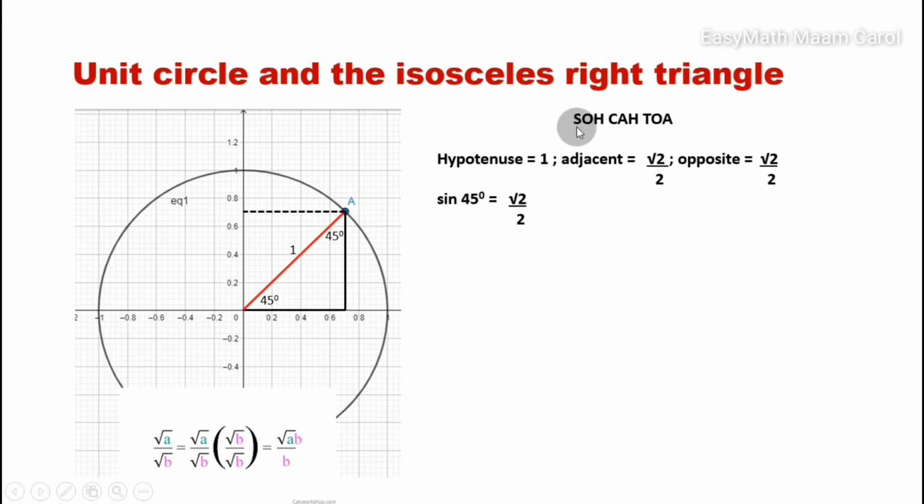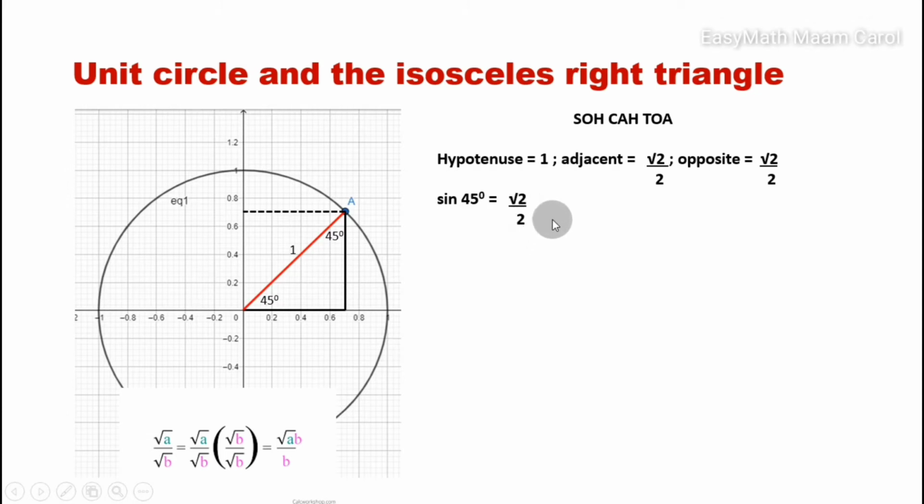Sabi dito sa ating mnemonic na SOHCAHTOA, sine of the angle is equal to opposite over hypotenuse. So, ang opposite natin ay square root of 2 over 2. Ang hypotenuse natin ay equal sa 1. Mathematically speaking, if a numerator is divided by 1, yung value ng numerator ay hindi naaapektuhan. So, it remains as it is. Therefore, yung sine ng 45 ay kung ano yung value ng numerator, which is the square root of 2 over 2.